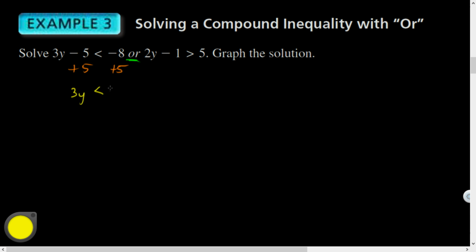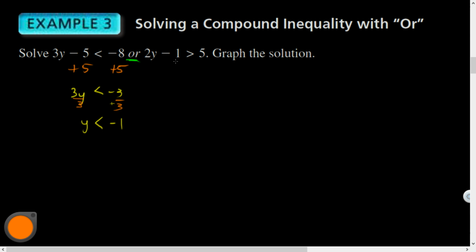3y is less than -3. Cameron, when I divide by 3 here, do you think I need to flip this inequality? I'm dividing by a +3, but there's a negative there. No, right? No, because dividing by a positive is fine. It's only when the bottom number is negative that I'd have to flip it. Okay, so y is less than -1 is the first part.